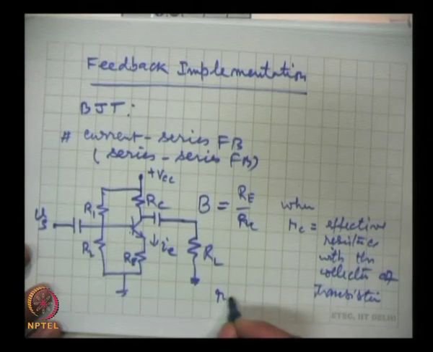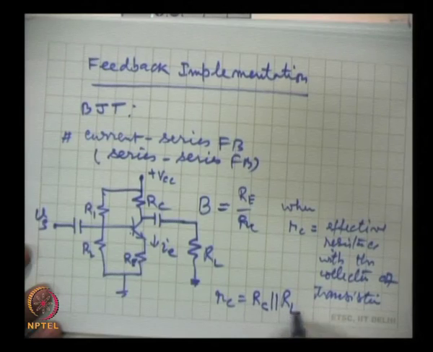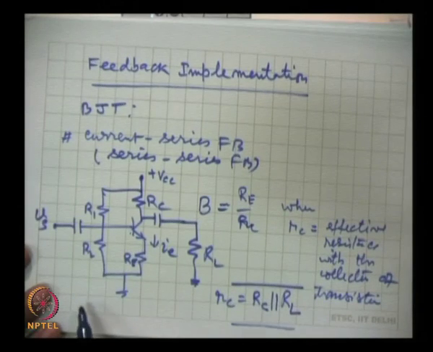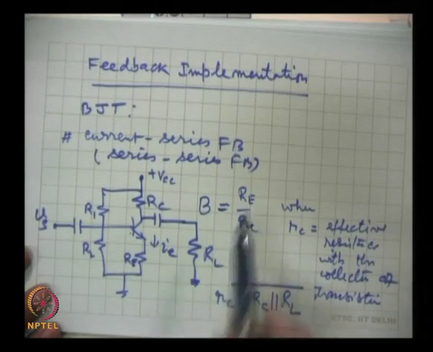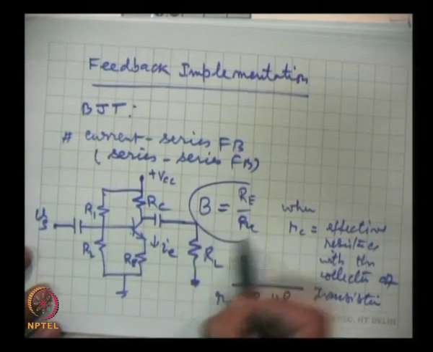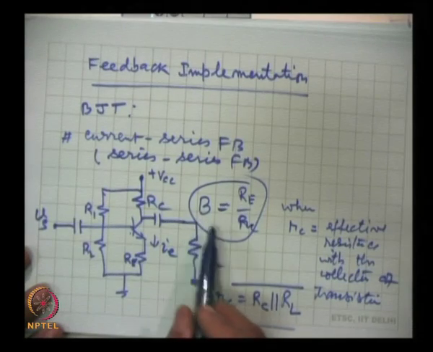So, then this Rc will be Rc in parallel with load resistance RL. If it is 4K, this is 4K, it becomes 2K. The parallel combination of 4K and 4K will give you 2K. So, that is the value we have to use. So, this is the value of the feedback factor.